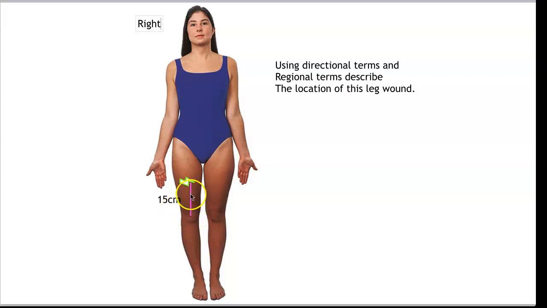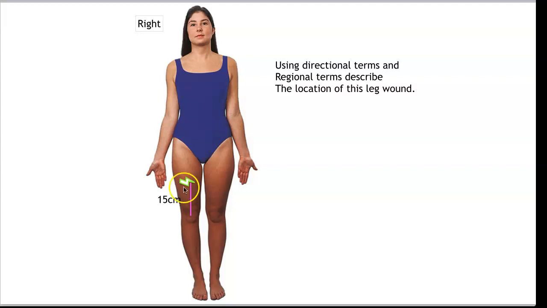What do you know? You know that the distance from the wound to this region is 15 centimeters. What is this region called? This is the patella region, right? So you could say the wound is 15 centimeters proximal to the patella region on the right side.